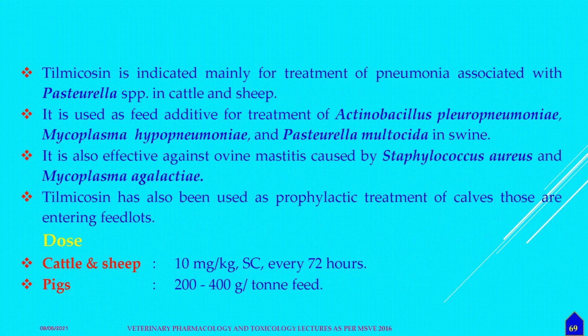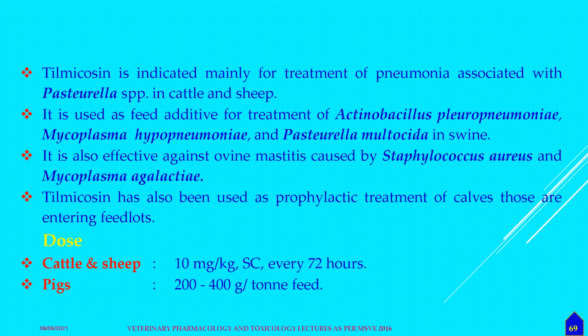Then it is indicated for the treatment of pneumonia associated with Pasteurella, especially Pasteurella multocida, etc. But very commonly it is used for the treatment of Mycoplasma, then Actinobacillus species, and also Pasteurella multocida, which causes pneumonia or hemorrhagic septicemia in cattle. And it is effective against ovine mastitis caused by Staphylococcus aureus, maybe MRSA also, then Mycoplasma agalactiae. This is a very rare phenomenon, Mycoplasma mastitis.